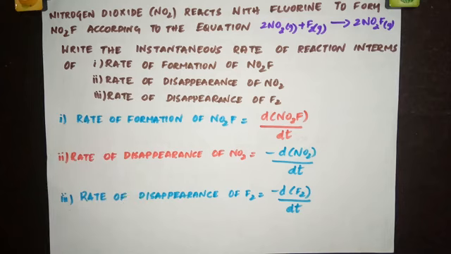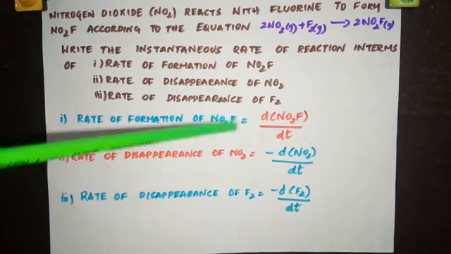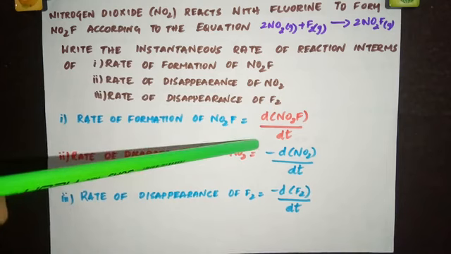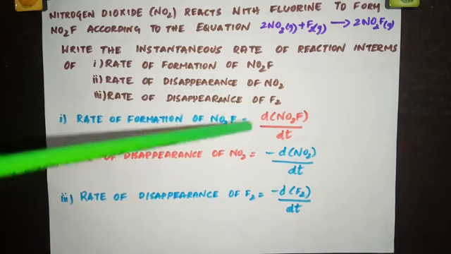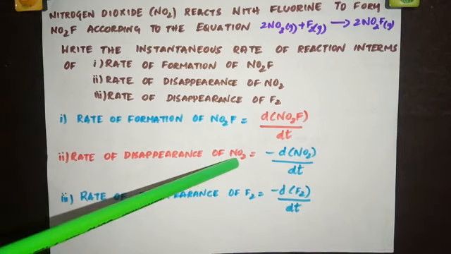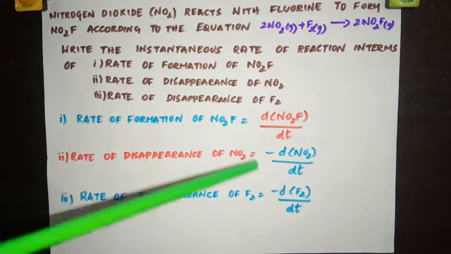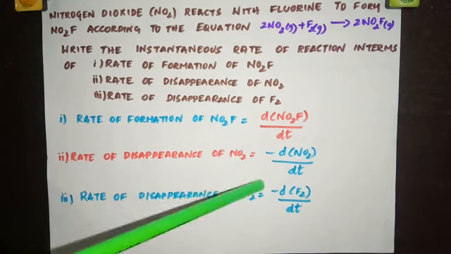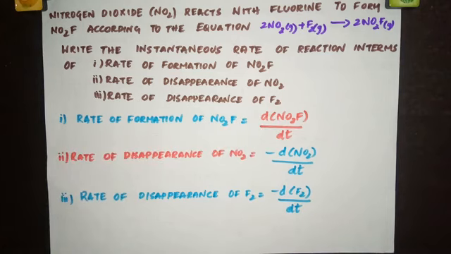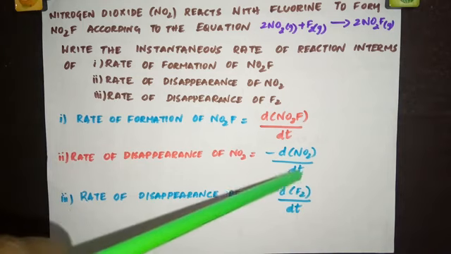Now if you want to write the rate of the reaction, how will you write the rate of reaction in terms of NO2F? You have to multiply here by 1 by 2. So if you put 1 by 2 here, you will get the rate of the reaction in terms of formation of NO2F. And same way, how will you write the rate of the reaction in terms of disappearance of NO2? You have 2 here. So multiply here by 1 by 2. So 1 by 2 into minus d[NO2] by dt will give you the rate of the reaction in terms of disappearance of NO2. Same way, rate of disappearance of F2 is minus d[F2] by dt.